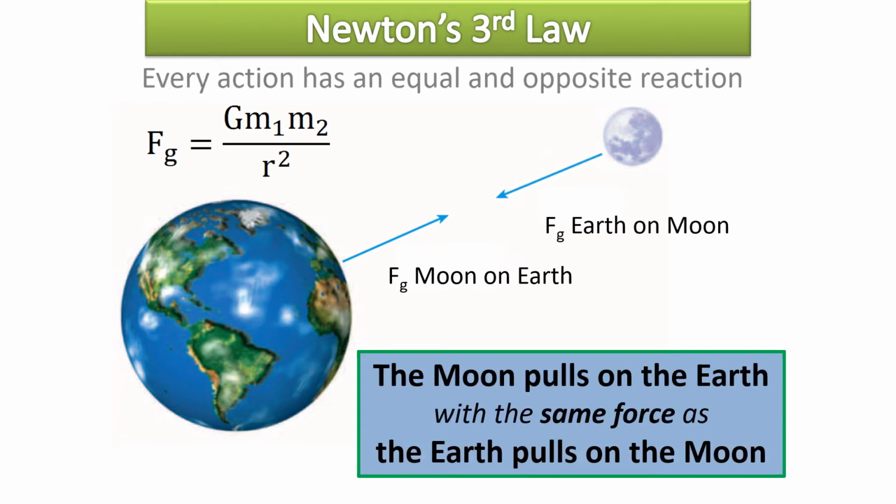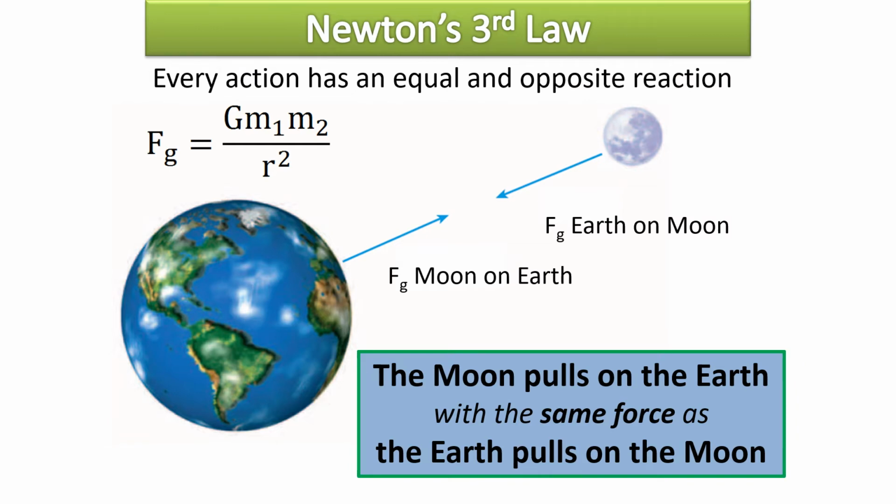The moon pulls on the Earth with the same force as the Earth pulls on the moon. Every action has an equal and opposite reaction. And you might say to yourself, how can that be? The Earth is so much more massive than the moon is. So doesn't that mean that the Earth is stronger and it's going to pull with more force? It has more mass. That's a common misconception. So instead, let's think about it like this.